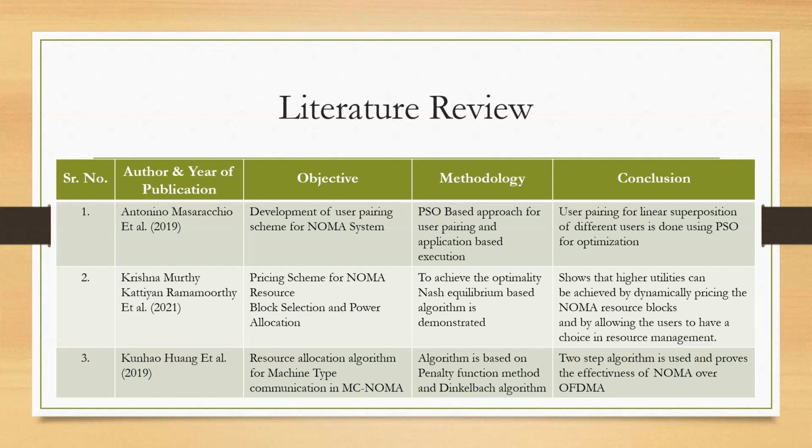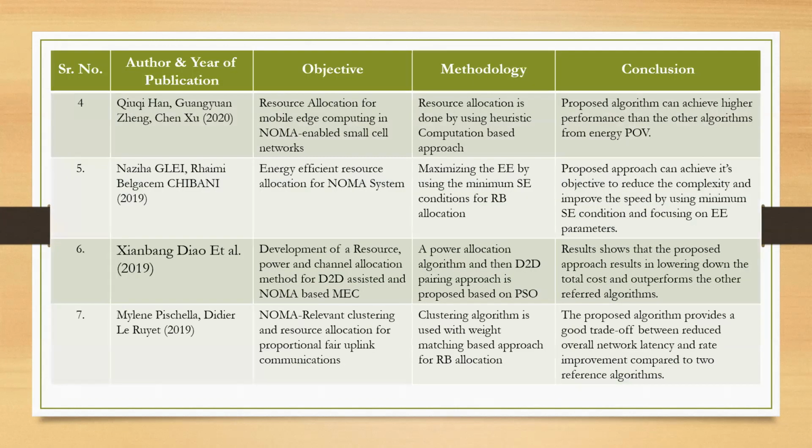Nakon Hao used a similar kind of approach, but used a two-step algorithm. In step one, there is one penalty function method was used, and in step two, the allocation was done by using Dinkelpatch algorithm. Similarly, different energy efficient algorithms were also introduced and used by different methods, which are summarized here.